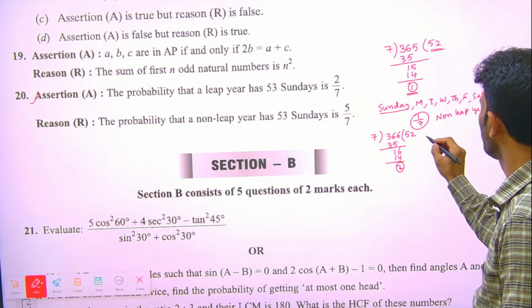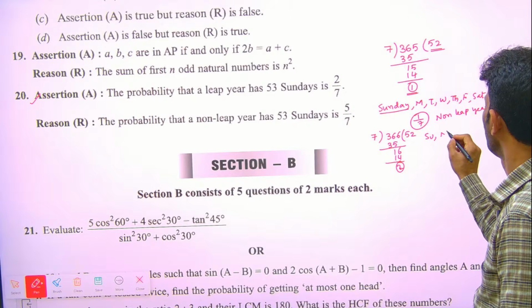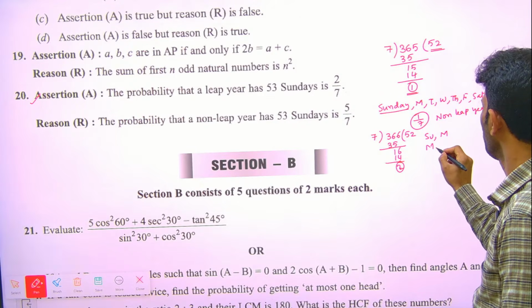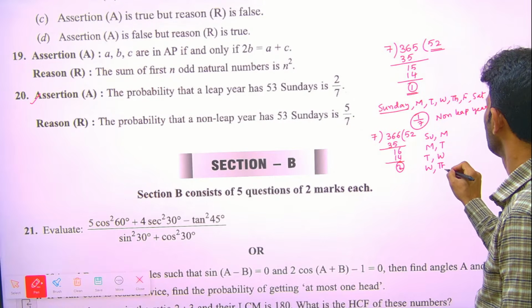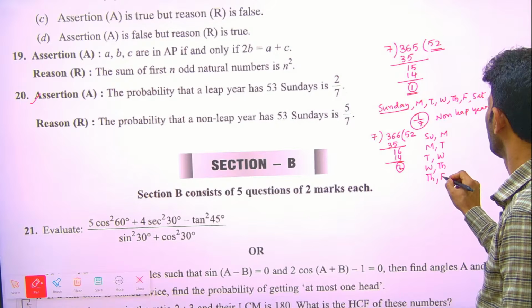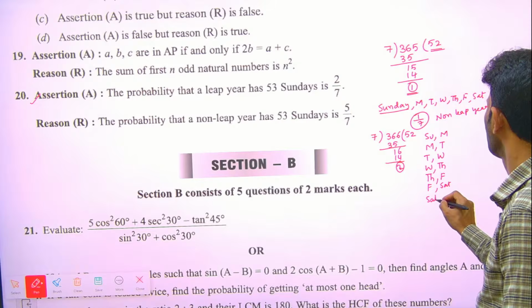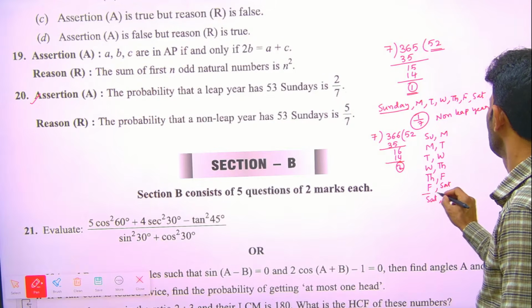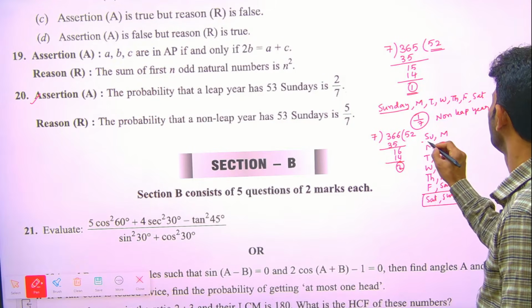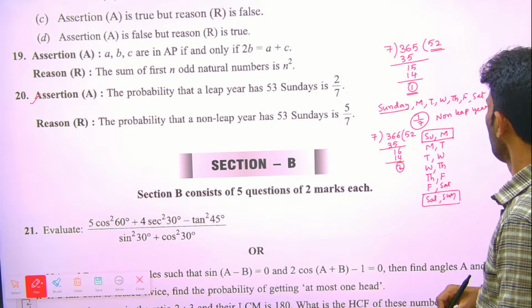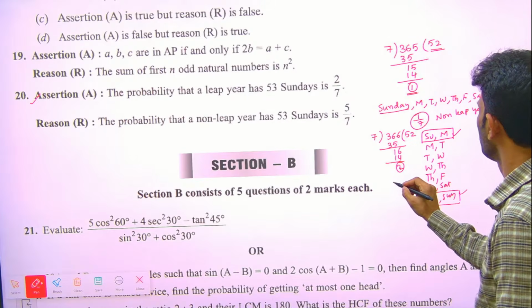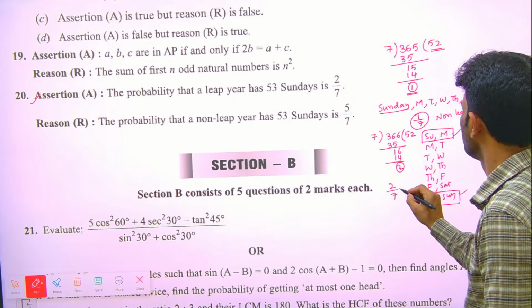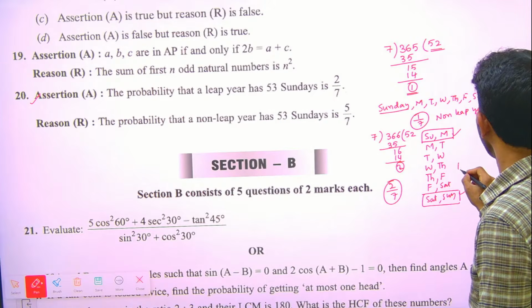2 days will be left, and our combinations will be Sunday-Monday, Monday-Tuesday, Tuesday-Wednesday, Wednesday-Thursday, Thursday-Friday, Friday-Saturday, Saturday-Sunday also. In this, we will be having Sunday in two combinations. We have 2 times Sunday out of 7 times. Now in this case the probability is going to be 2 by 7. So this is for a leap year.